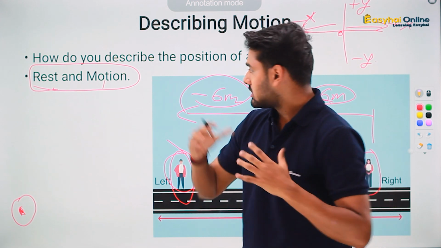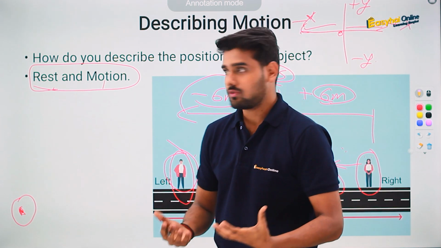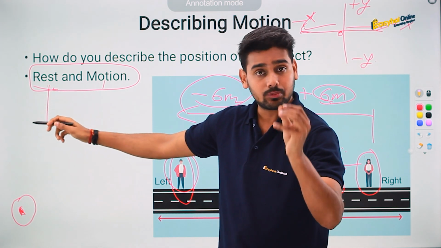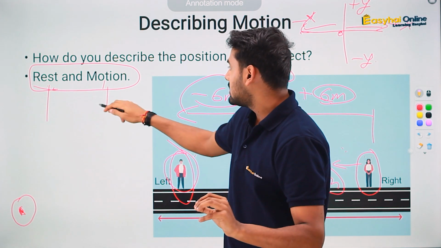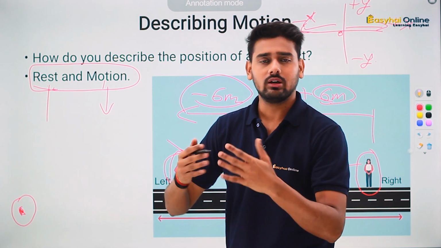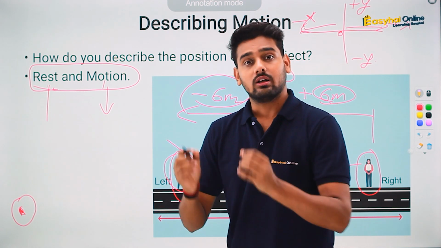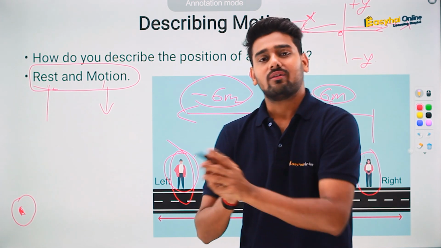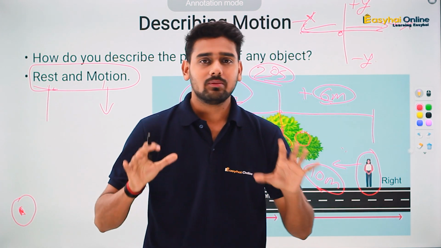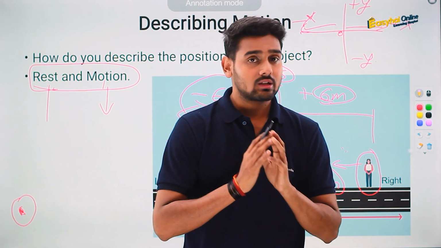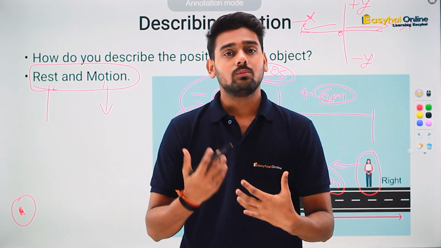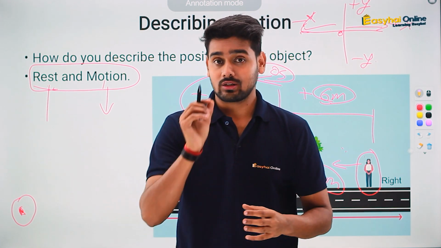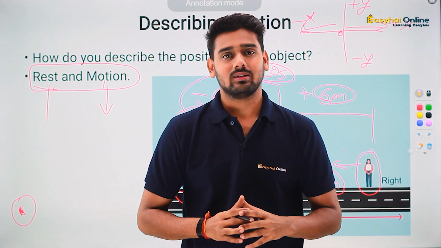Alright, so this is the whole summary in which we have learned that there are two states of motion. One is rest, which is when the position does not change, and the other is motion, which is when the position changes. Alright, that's the motion. And remember, to define the position of any object, you need a reference point. Alright, so these are the basic things that we need to understand to describe the motion, and later on we're going to learn more and more concepts about how you can actually calculate different things. For example, the speed of the object.